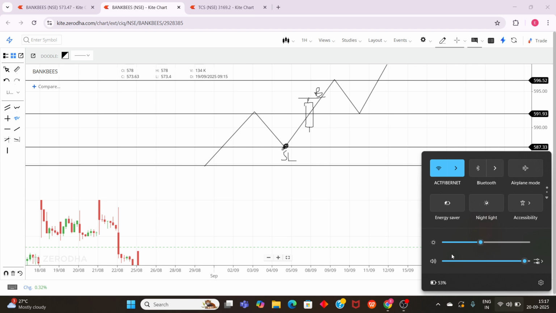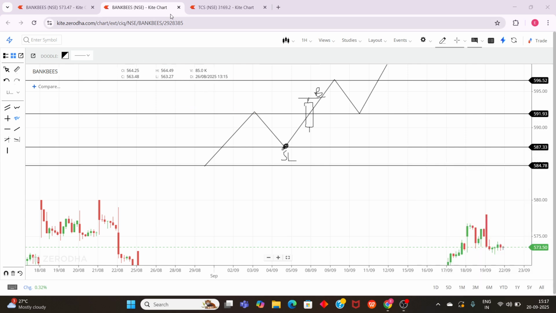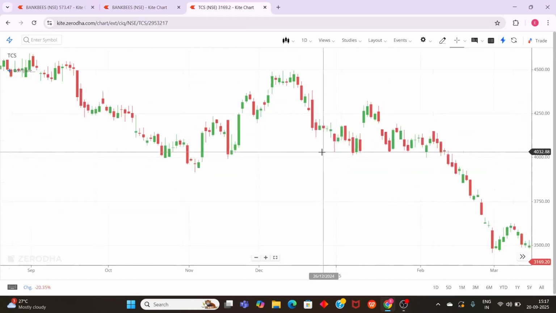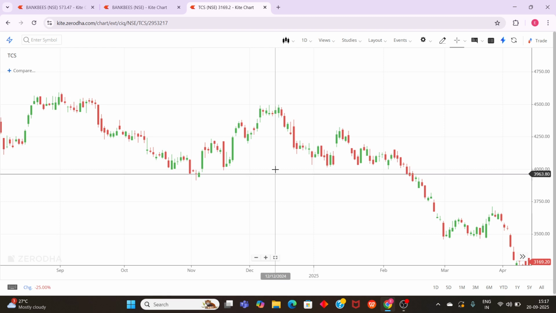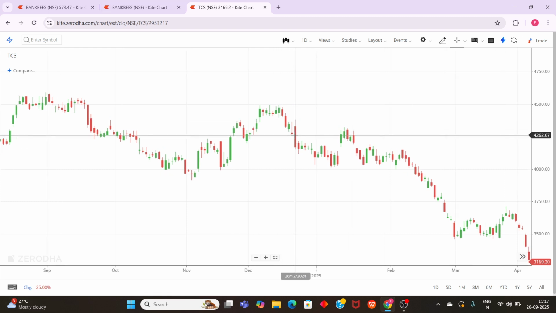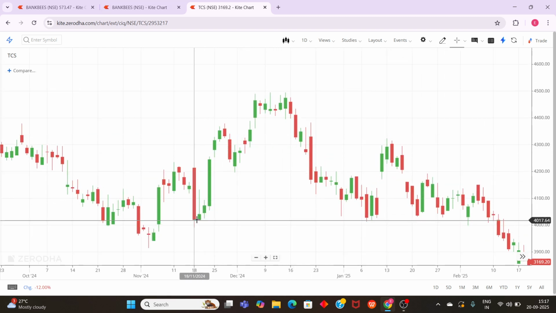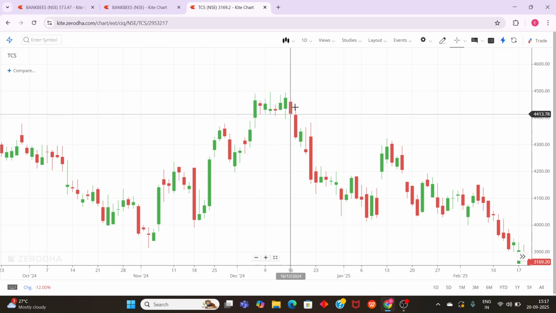So let me show it in the chart as well, how exactly it is formed. Let's assume I have taken the TCS example here. For example, here you can see that it has been forming the higher high pattern. Let me draw it for you.